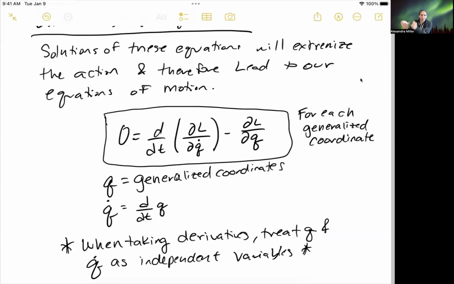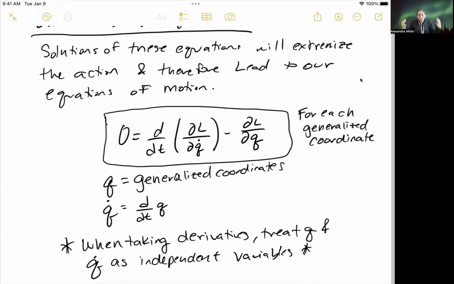Well, I'm telling you in the Euler-Lagrange equations, you are told that we are treating x and x dot as totally independent. So you hold x dot, you treat it as a constant if we're taking the derivative with respect to x, for instance. And so we're going to treat our q's, our coordinates, and the q dots as totally independent when taking these partial derivatives.